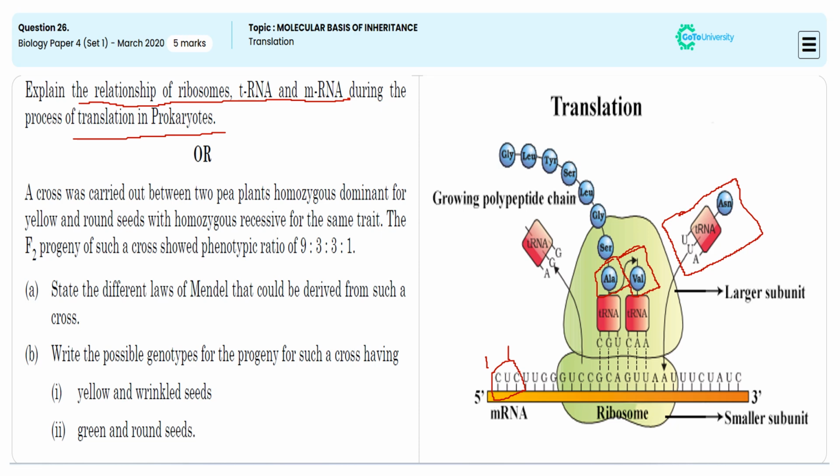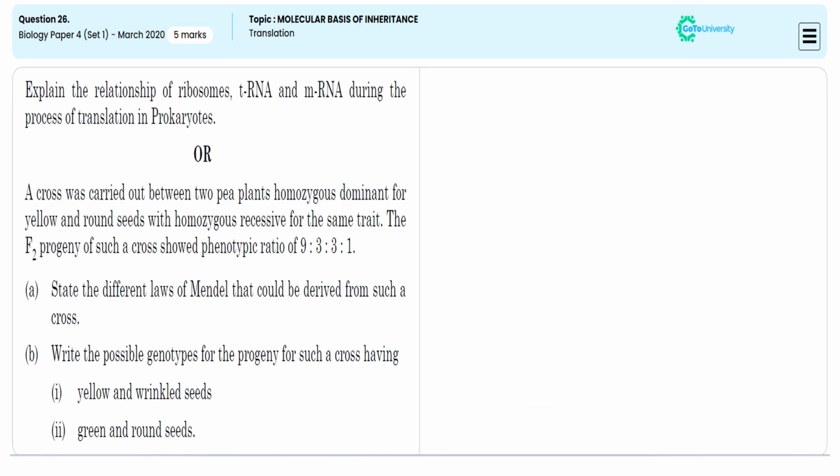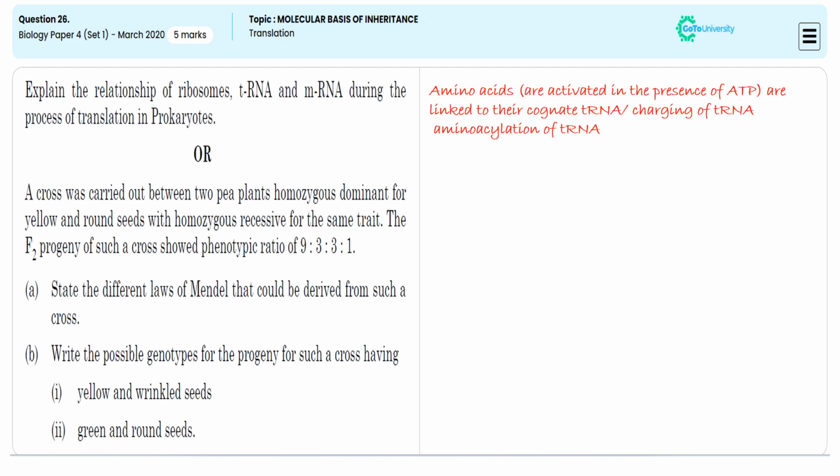In this way, if you represent all this information, whatever we conveyed with specific reference to this diagram, we will get 5 marks. The same concept, whatever we conveyed to you, we are saying again point by point for securing 5 marks. Amino acids are linked to a specific tRNA by aminoacylation of the tRNA, which is facilitated by amino acyl tRNA synthetase. For this mention, you will get half a mark.